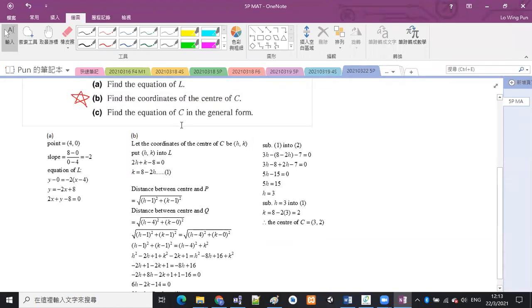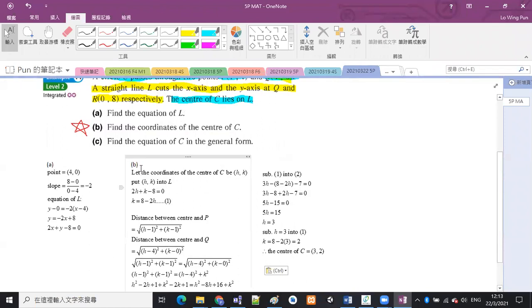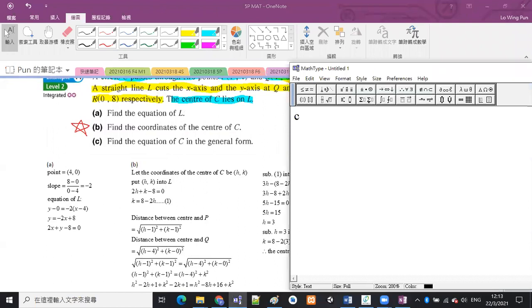Part C, find the equation of C in the general form. C is the circle, so we need to find the equation of a circle. So we need center, radius, and then equation, right? Do we have center of C? Yes, we have already found the center of C in part B. So center will be (3, 2), okay?